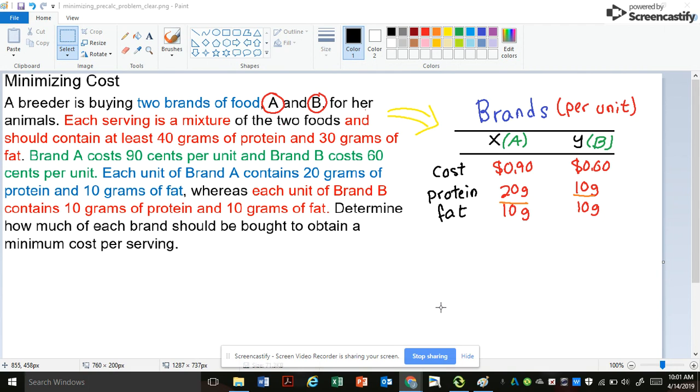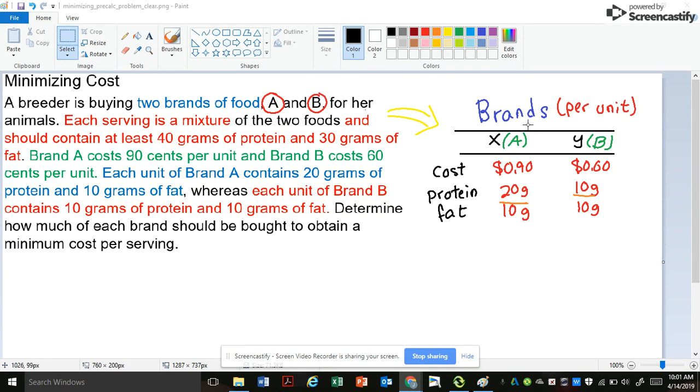Let's start reading the problem. A breeder is buying two brands of food, A and B, for her animals, and is preparing a mixture which should have protein and fat. We are aiming to find the minimum cost, so how we should combine A and B. Okay, first thing we did is, given all that information, extract that information to a table.